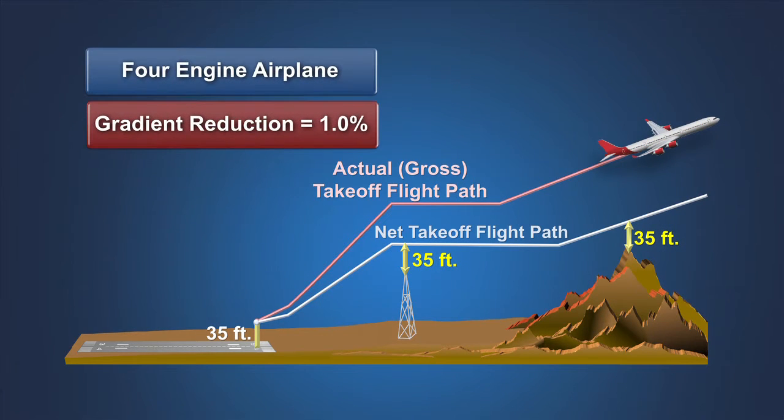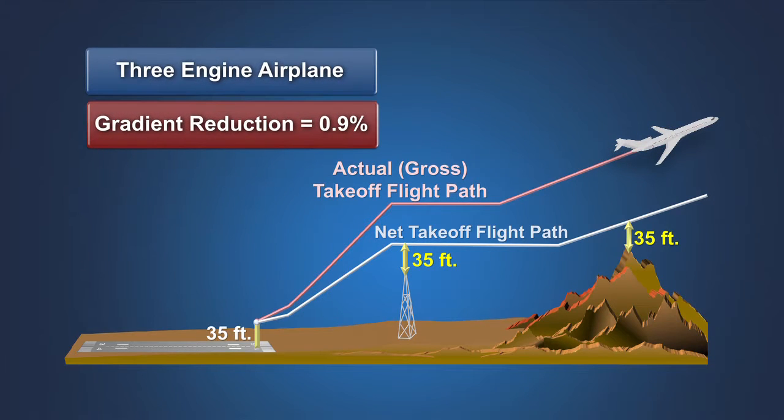For four-engine airplanes, the net takeoff flight path is defined by reducing the gross climb path by 1%, thus retaining the original 1% obstacle clearance margin required by the previous operating rules for the Boeing 707. For the level acceleration and flap retraction segment, the 1% regulatory gradient reduction is converted to an equivalent reduction in acceleration, resulting in a net third segment that is longer than the gross third segment distance.